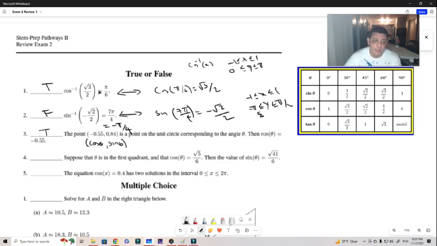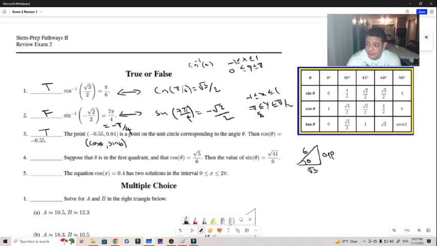Now, question number 4 is asking if theta is in the first quadrant, and we know that the value of cosine is the square root of 5 over 6, then is the value of sine the square root of 41 over 6? In here, it is very easy to find out by drawing the right triangle. We have information about cosine. Cosine is adjacent over hypotenuse. So we don't have the opposite here.